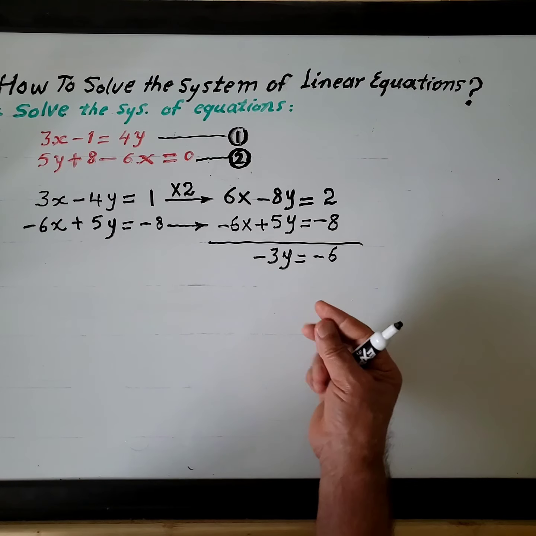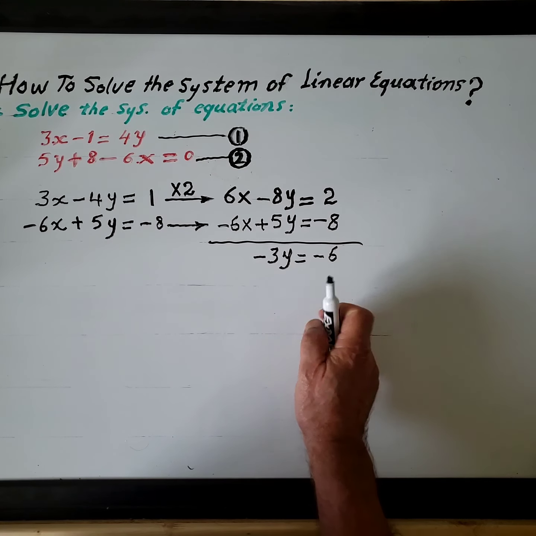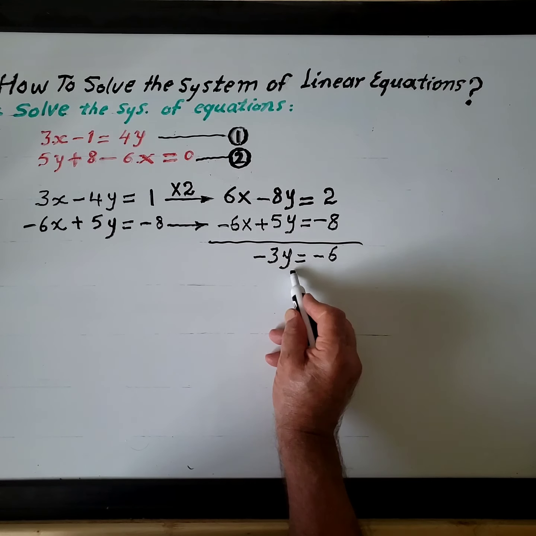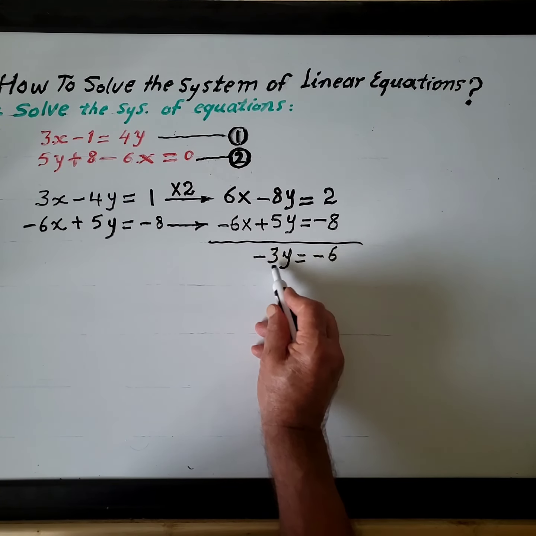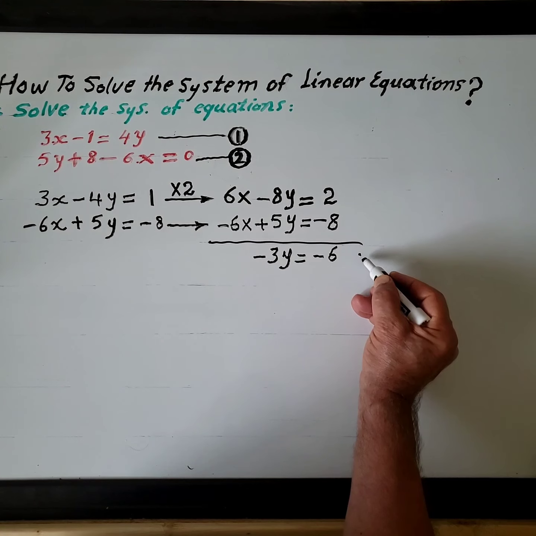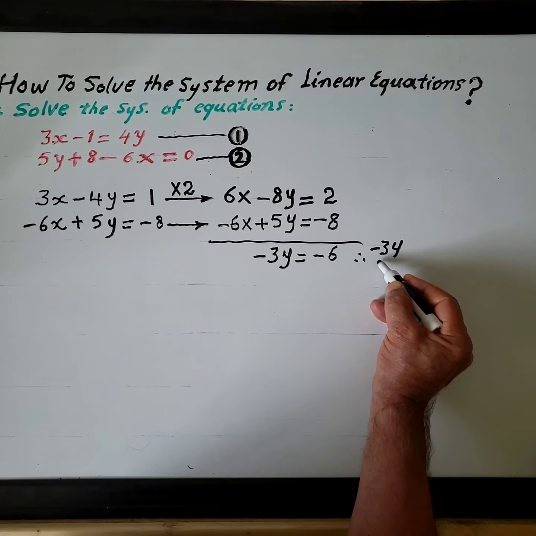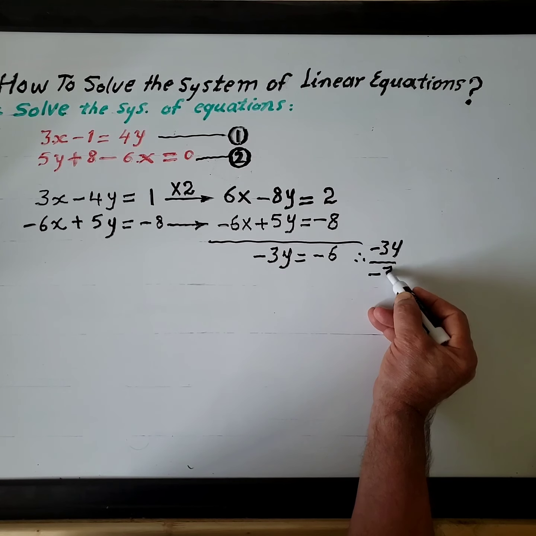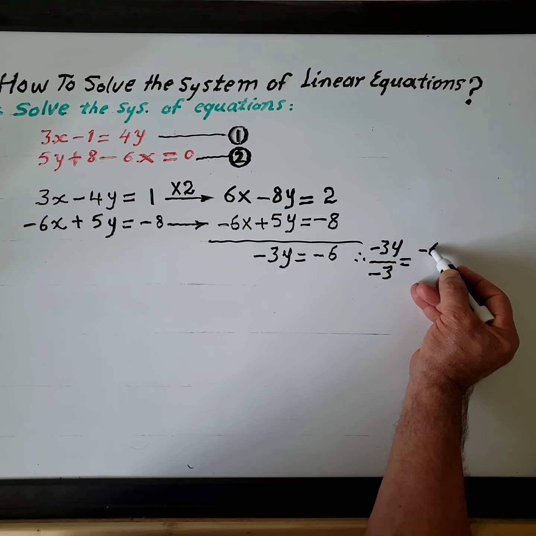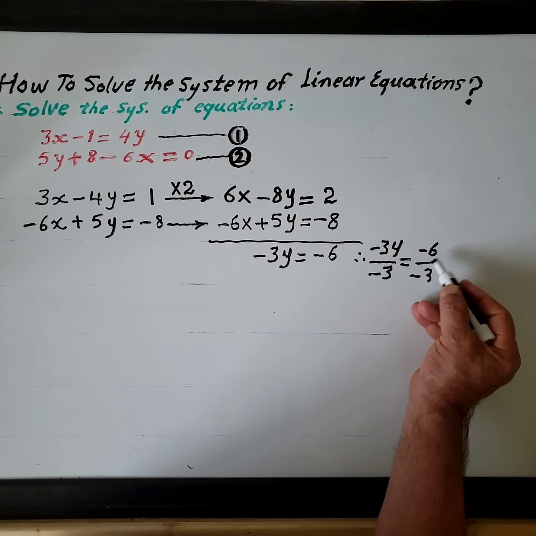You see, we just got a simple equation with only one variable. This variable y, we can get its value by dividing both sides of this equation by the coefficient of y. That means I can get negative 3y divided by negative 3, and also negative 6 divided by negative 3. What I did in the right hand side, I did in the left hand side.